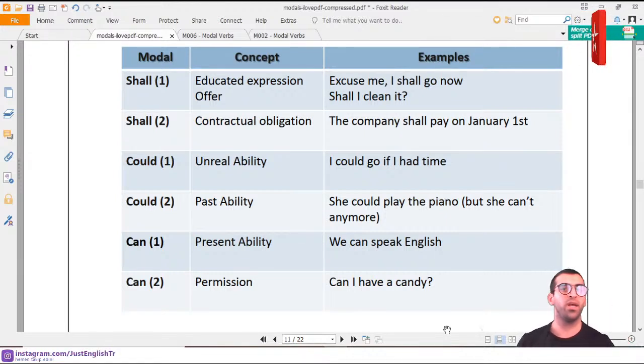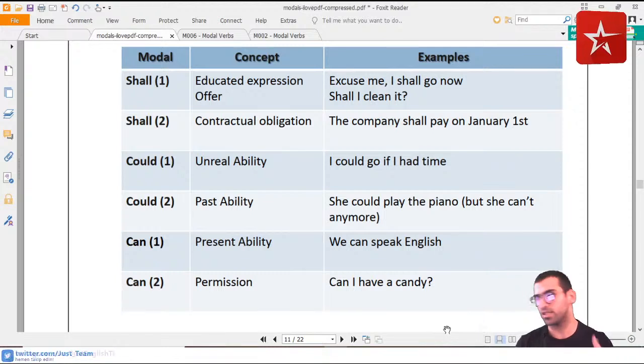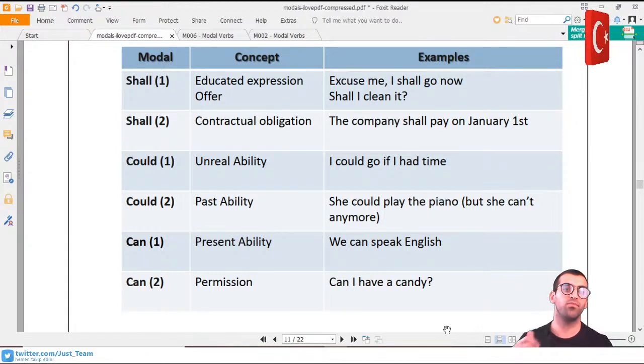The second meaning of using could is about past ability. She could play the piano. It means when she was a child or 10 years ago, like she used to, she could, but right now she doesn't have this ability. She can't play the piano at the moment. In the past she could do that.